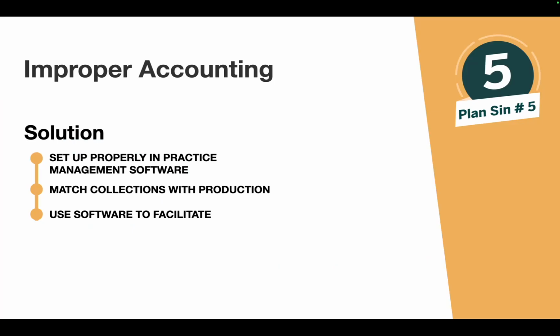So really, to solve the improper accounting, what you want to do is make sure you set it up properly in your practice management software. We can help you do that if you're wondering how to do that. And then make sure, if you can, you want to match collections with production, because that's going to give you all the accurate numbers and eliminate all those cons if you're just writing everything off. And then use software to facilitate. Again, we can help you with our software to facilitate it. It's pretty hard to do that other method if you don't have some sort of software running it for you.